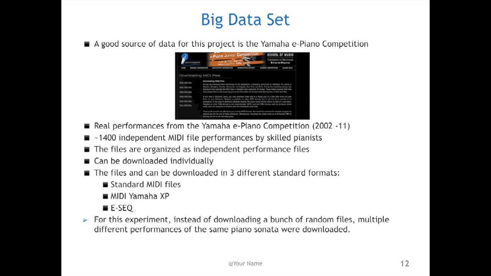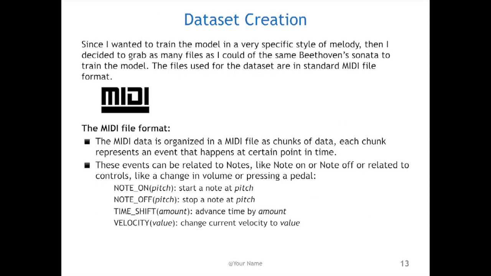For this experiment, instead of downloading a bunch of random files, multiple files of different performances but of the same piano sonata were downloaded. Since I wanted to train the model in a very specific style of melody, I decided to grab as many files as I could of the same Beethoven sonata to train the model. The files used for this dataset are all in standard MIDI file format.